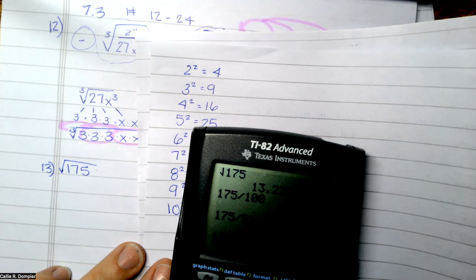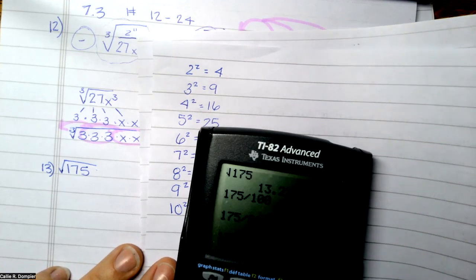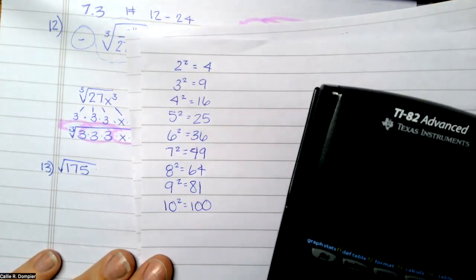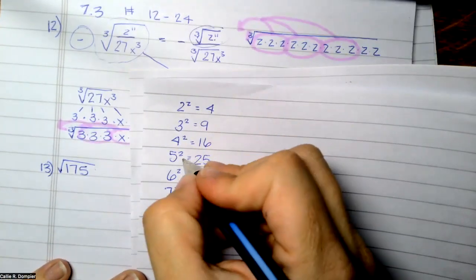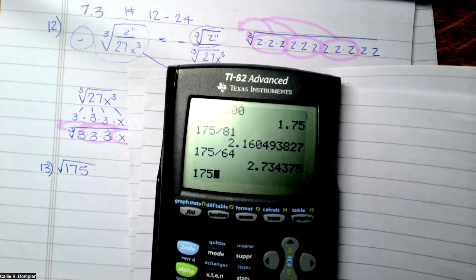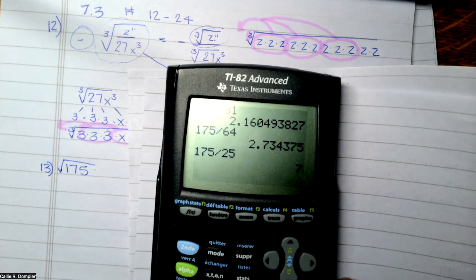Oops. 175 divided by 64. So you can just go down the list. Sorry, you can't do that until you get to a whole number. I think I want to try 5 squared, which is 25, right? 175 divided by 25 is going to give me a 7.